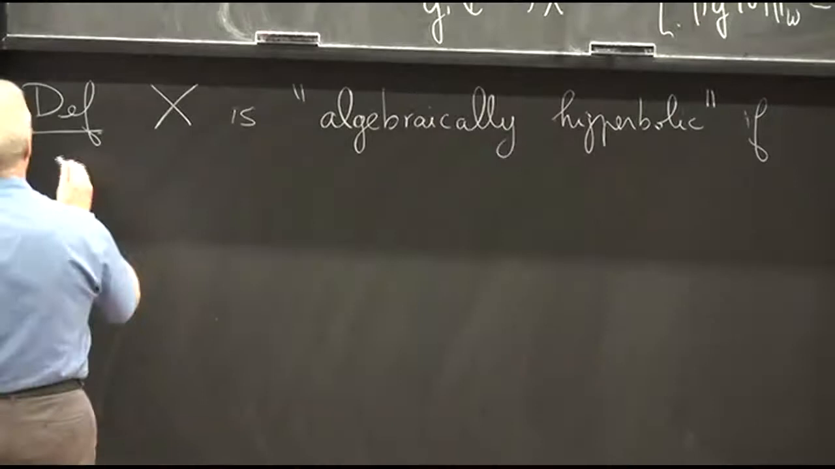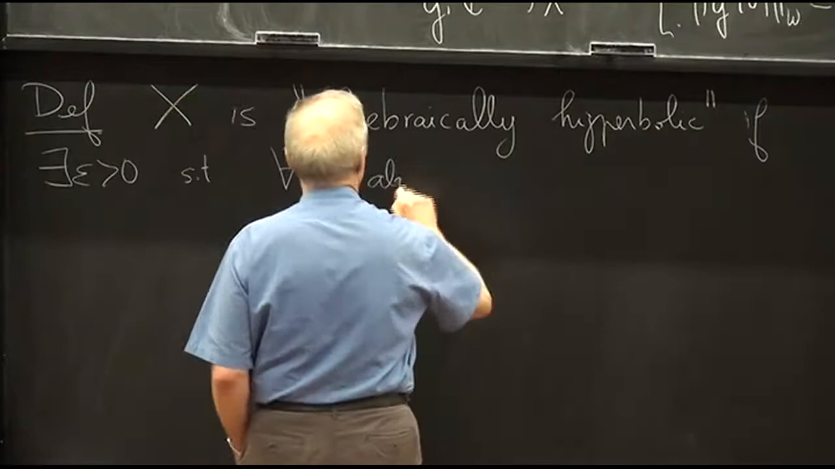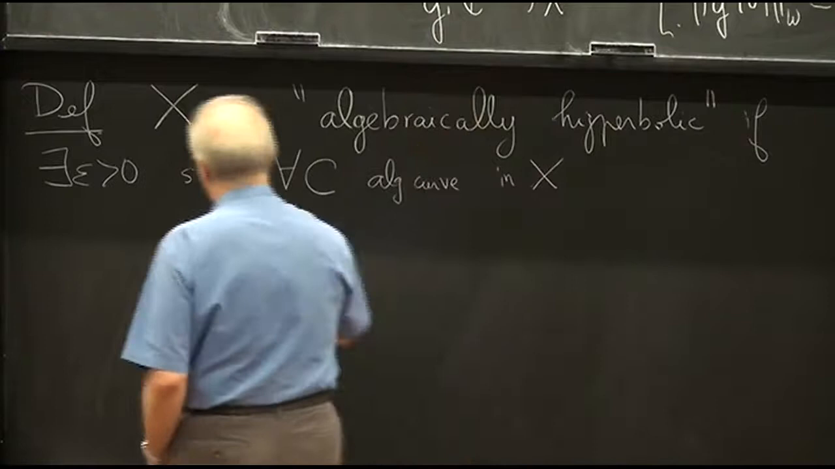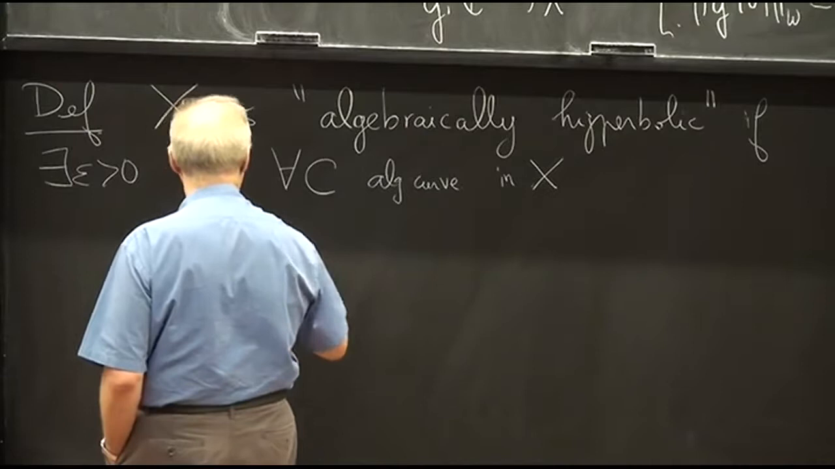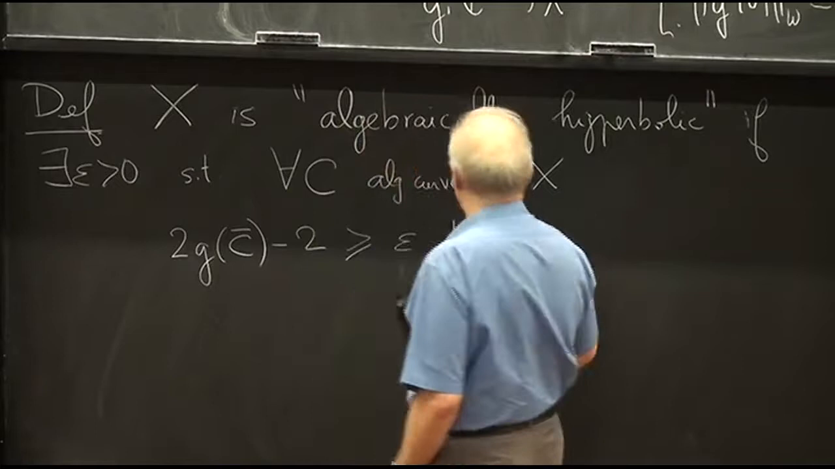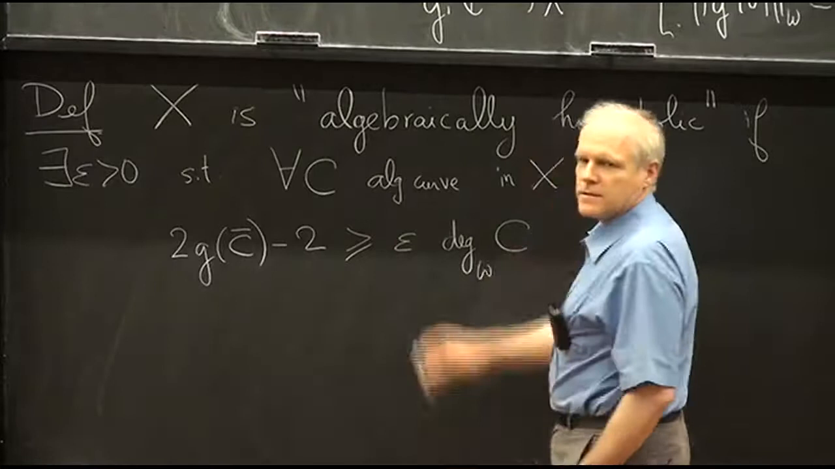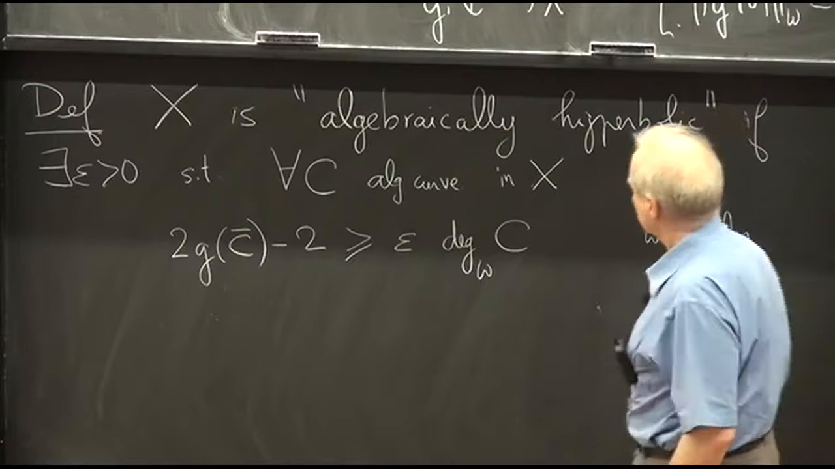X will be said to be algebraically hyperbolic if there exists epsilon positive such that for every algebraic curve C in X, the geometric genus, namely the genus of the normalization of the curve, satisfies that 2g(C-bar) minus 2 is larger than epsilon times the degree. The degree is measured with respect to any embedding in projective space, any ample divisor, whatever, any Kähler form. It's equivalent for any Kähler form. So the degree is just the integral over the curve of omega.